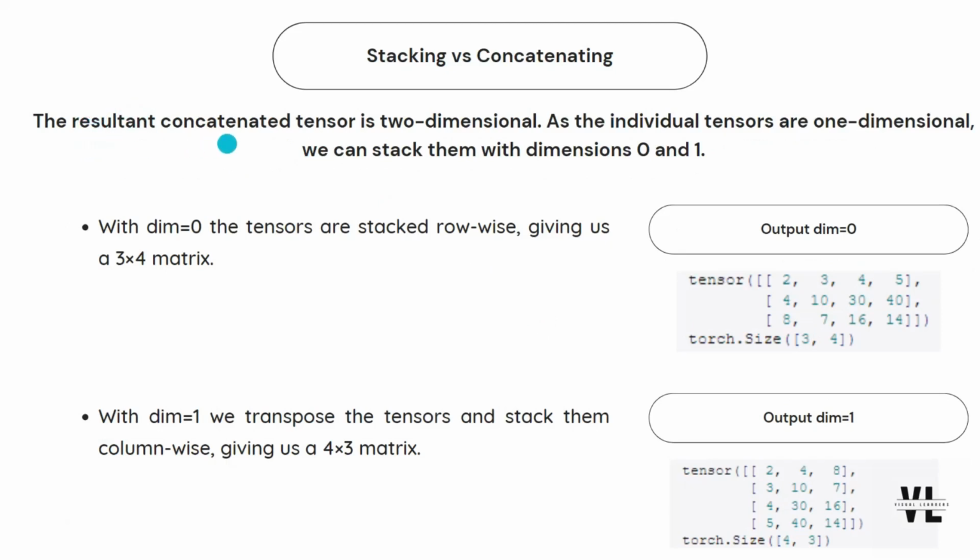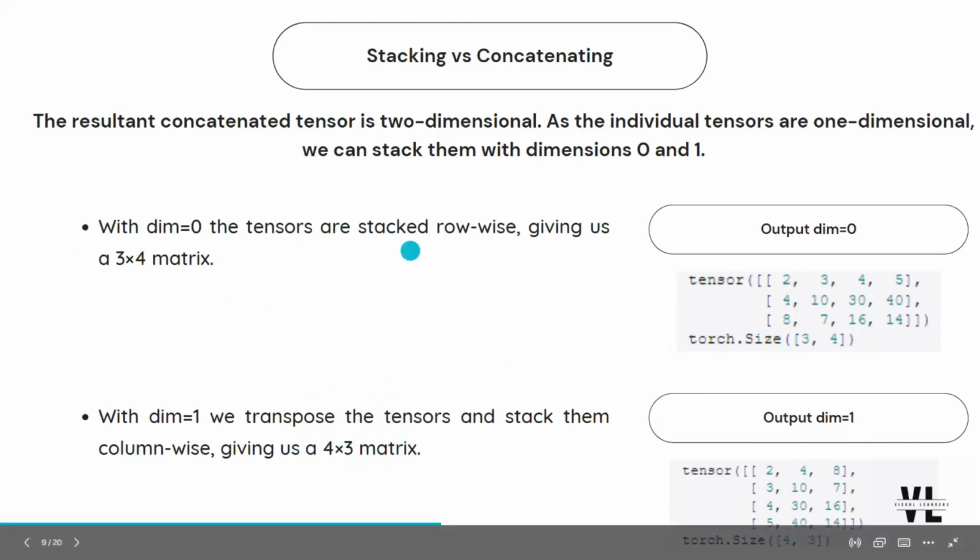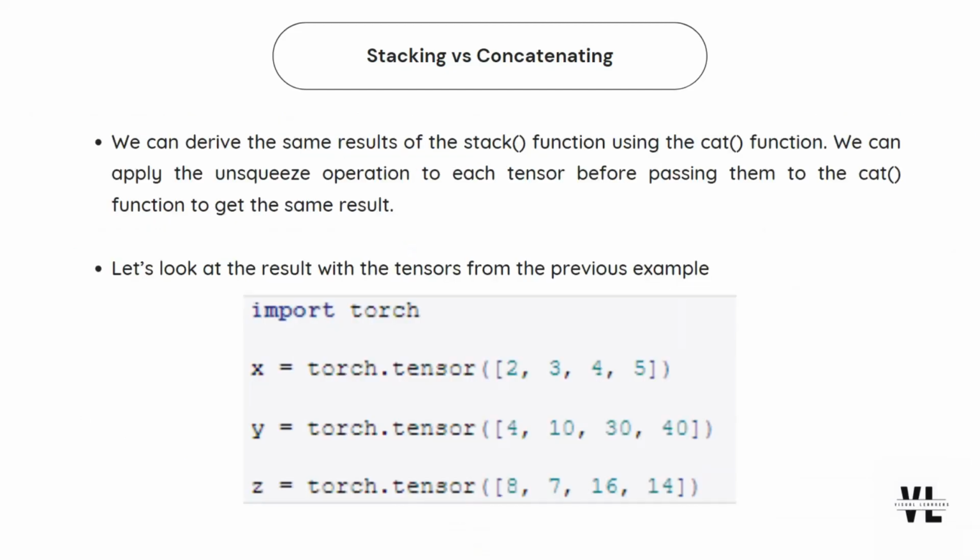The resultant stacked tensor is 2-dimensional. As the individual tensors are 1-dimensional, we can stack them with dimensions 0 and 1. With dim equal to 0, the resulting matrix will be a 3x4 matrix, and with dim equal to 1, the resulting matrix will be a 4x3 matrix. We can derive the same results as the stack function using the cat function.